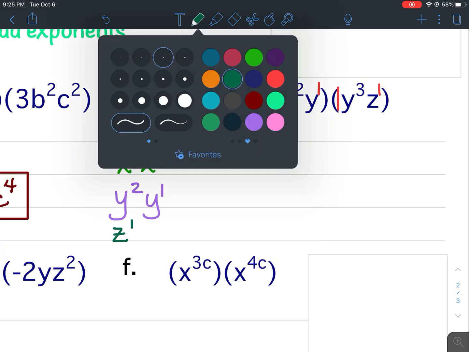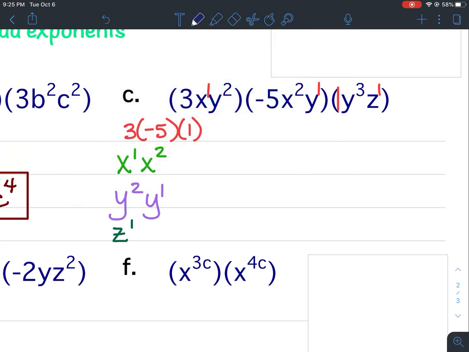Okay, time to multiply. 3 times negative 5 times 1 would be negative 15. And now I add the exponents to multiply my variables. I know that sounds odd. You're multiplying your variables, so you're going to add the exponents. So for the x, 1 plus 2 would make that x to the third. For the y, 2 plus 1 would make that y to the third. Now since there's only one z term, I leave it as just z.